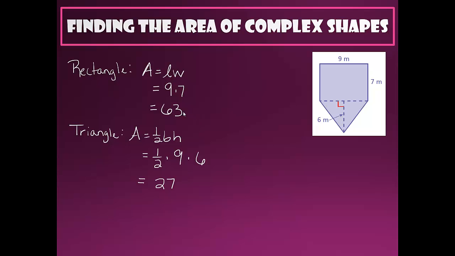Now we'll add 63 plus 27. And 3 plus 7 is 10. 1 plus 6 is 7. Plus 2 is 9. So our answer is 90. And then we need to label that with meters. And since we're doing area, it's squared. So we have 90 square meters.